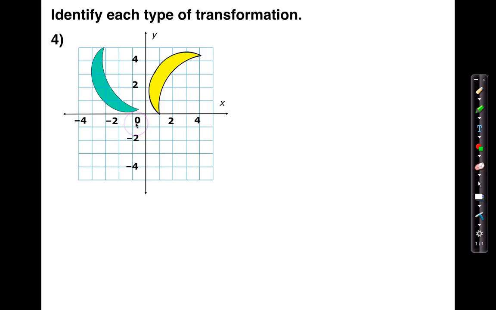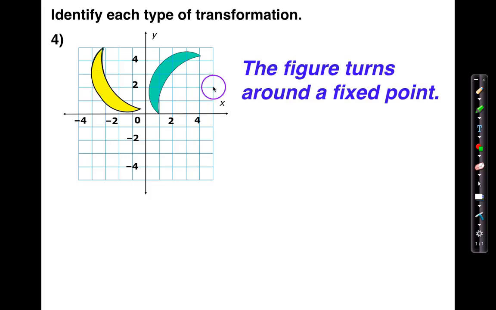Number four, what about this one? This one's definitely not a sliding. This one's actually a rotation. You'll notice here the rotation does preserve the size of the shape. However, the orientation of the image is not the same as the pre-image. So since a figure turns around a fixed point, I'm going to go ahead and call this the rotation.